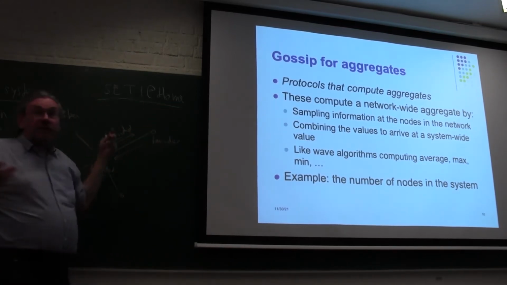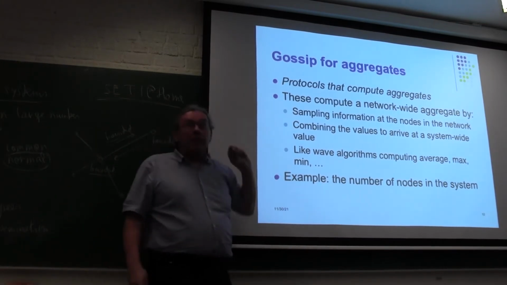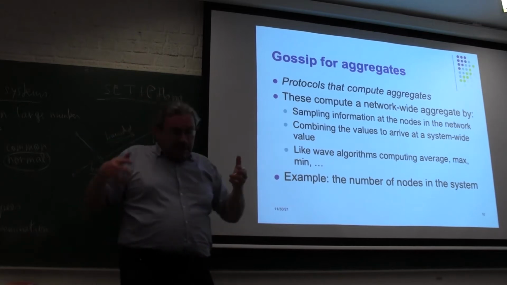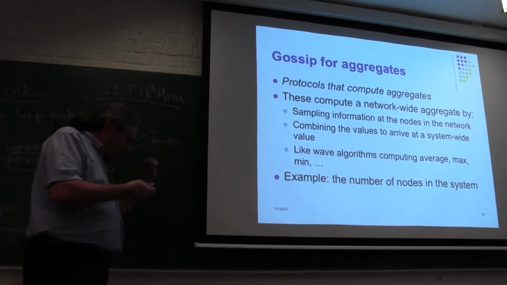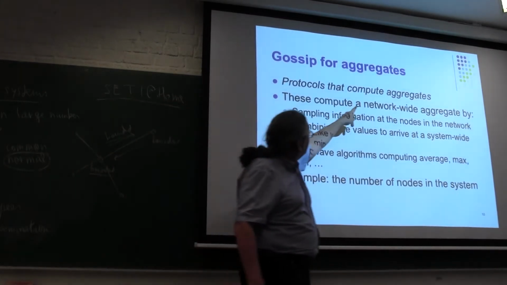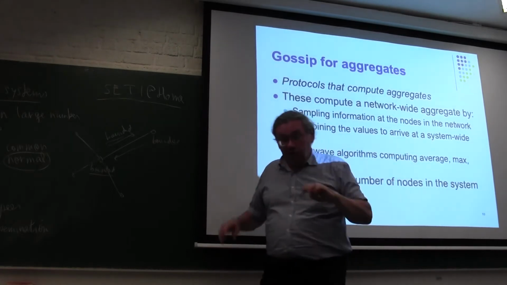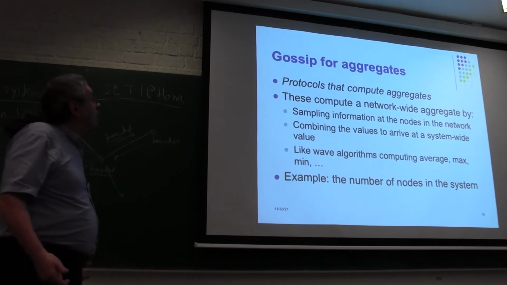But how much is it? How much computing power? You can compute that, but you need gossip, because the number of nodes is always changing. People are connecting, disconnecting all the time. So this is called an aggregate. It's a property of the whole network, some function of the whole network.